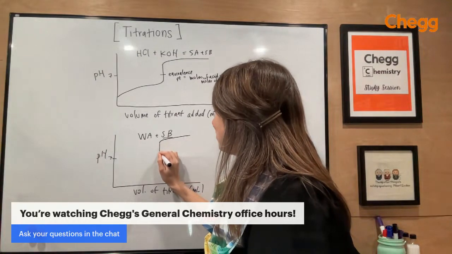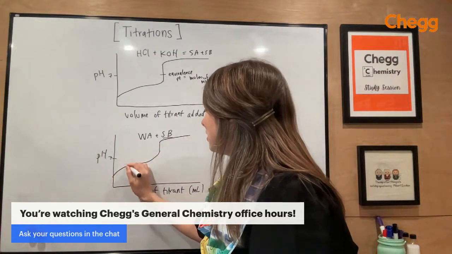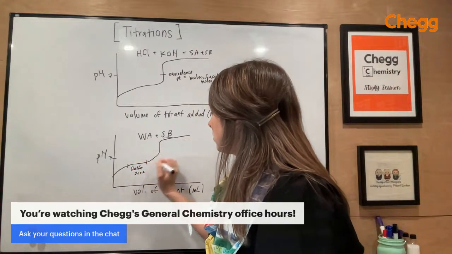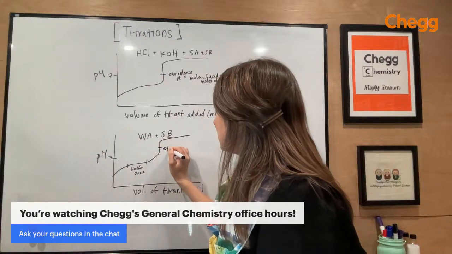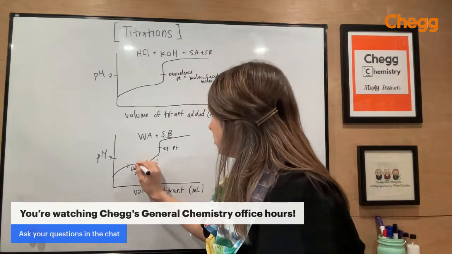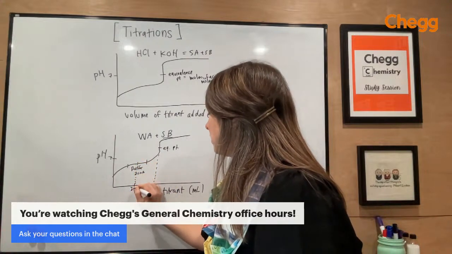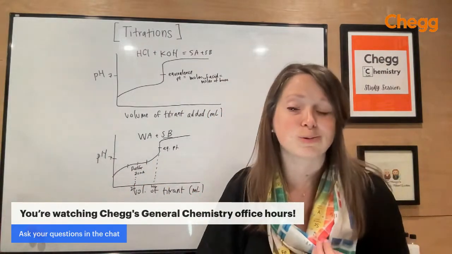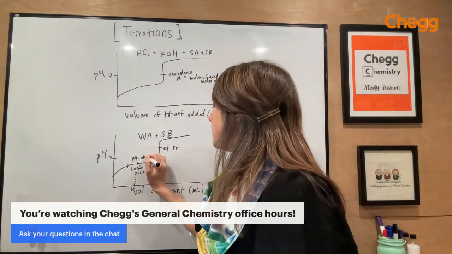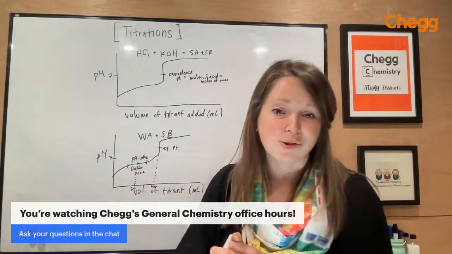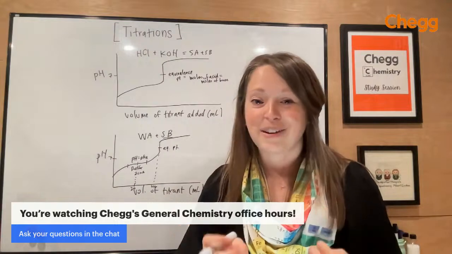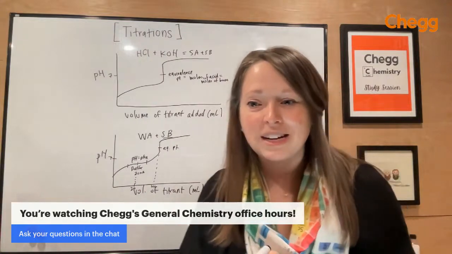What we'll also have is a portion we call the buffer zone. All right, so if this is my equivalence point, let's say this is at 40, we'll also have the half equivalence point. And at that half equivalence point, what is really important to remember is that the pH is equal to the pKa. When you are asked to solve for either the pH or the pKa, just remembering that fact will help you out so much.